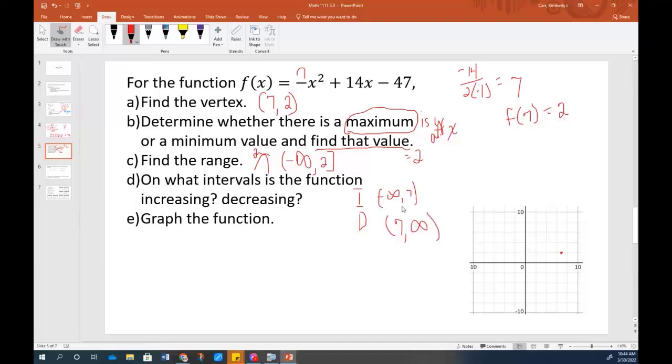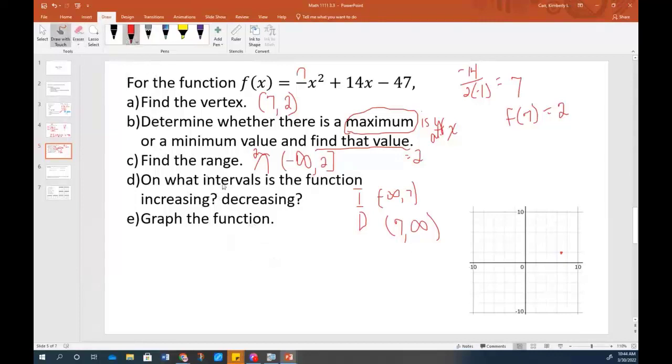So now if you look at this, I'm going to erase this, but come over here. What we just did is we just separated the x-axis essentially by that vertex. We said from negative infinity to 7, it was increasing, and from 7 to infinity, it was decreasing. So that's how that worked, but you have to answer about x. And then graph the function.